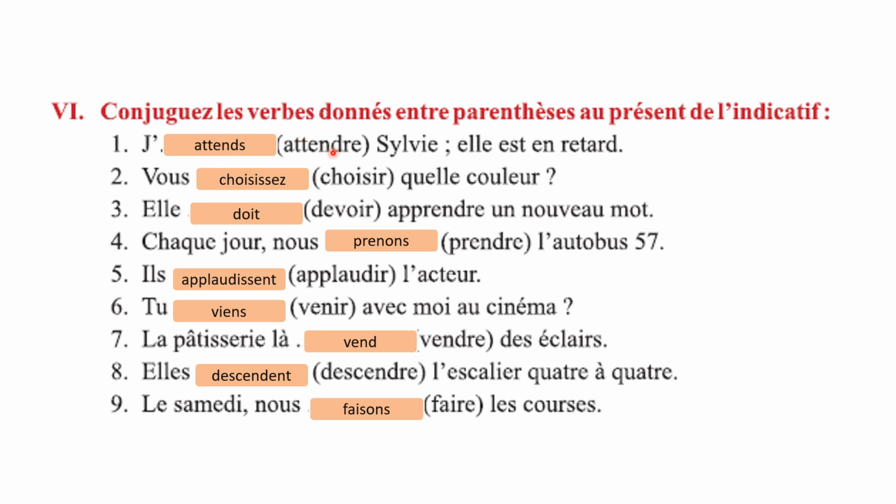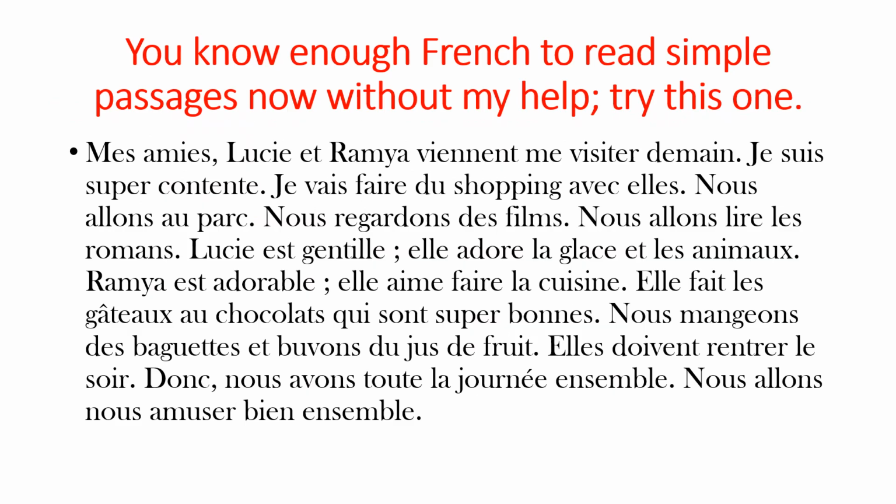So you have to know the difference between regular and irregular verbs. You really have to spend time on this and understand how to conjugate IR verbs and RE verbs, regular, and also memorize completely the irregular group of verbs. So by now you know enough French to read simple passages without my help. So try this one. Read and understand.